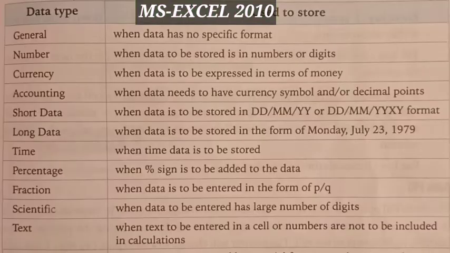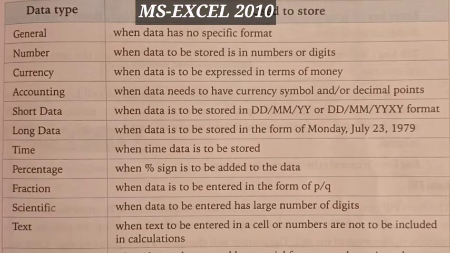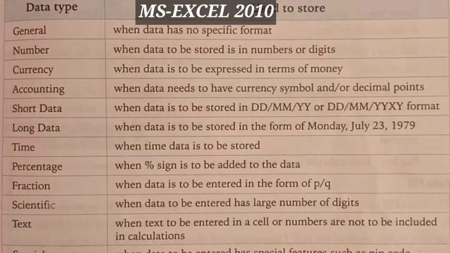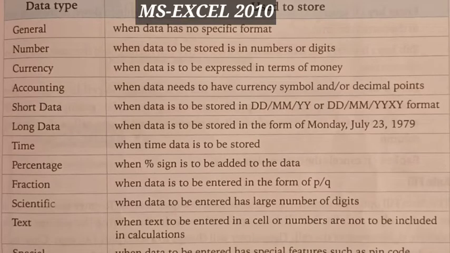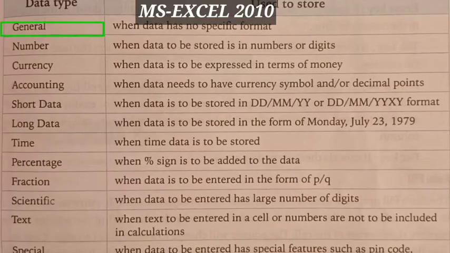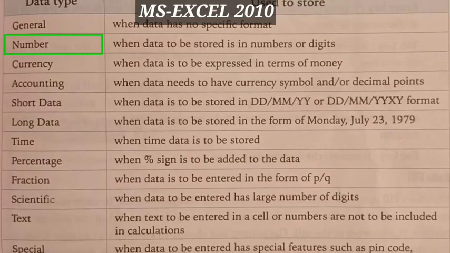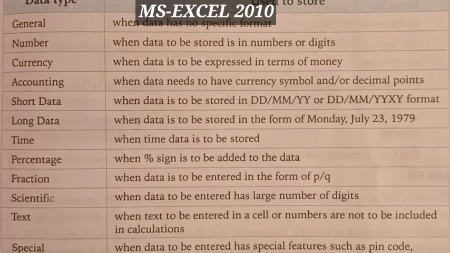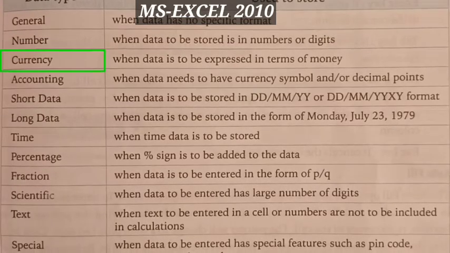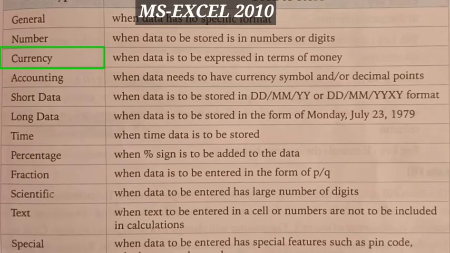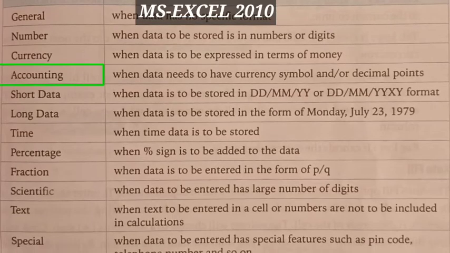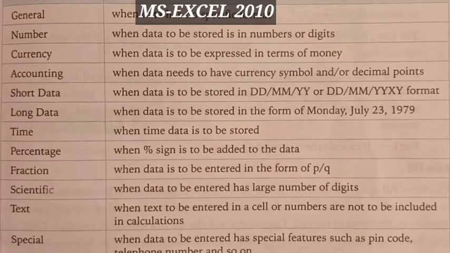Types of data. Data in a cell can be of various types. The table below lists the different types of data in Microsoft Excel and their uses. General: used to store data that has no specific format. Number: used to store data in numbers or digits. Currency: used when data is to be expressed in terms of money. Accounting: used when data needs to have currency symbols and/or decimal points.